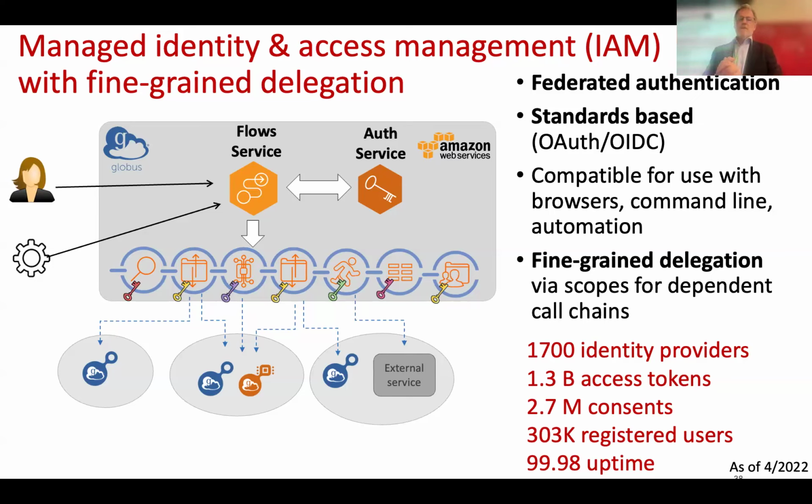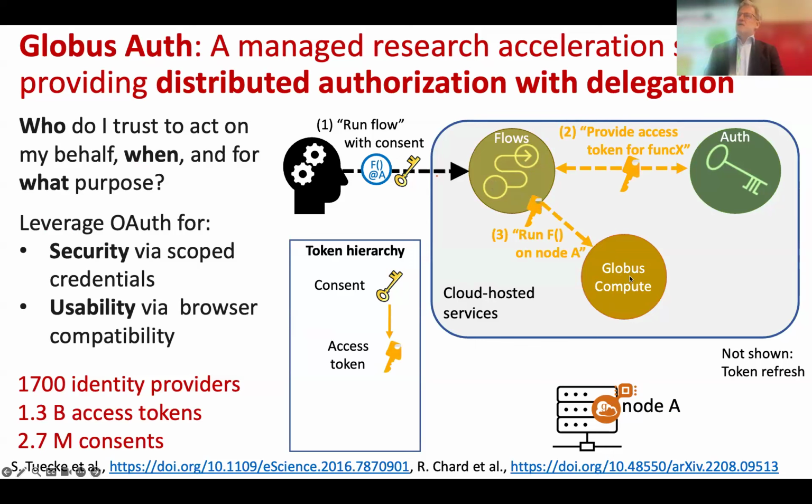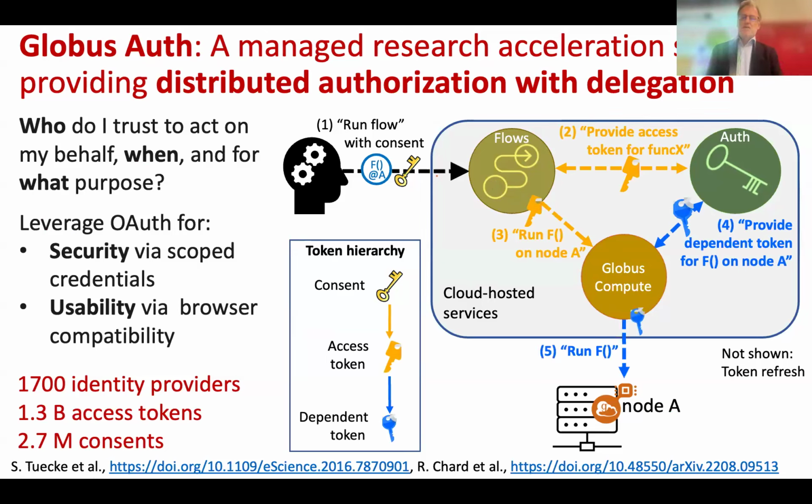So the basic idea is that the user assigns a credential. I think I might have a better example here. Yeah, the user gives consent to the flow to run a particular flow. The flow can then retrieve tokens to perform different activities. It can then pass those tokens to various cloud-hosted services that allow it to then retrieve additional dependent tokens and eventually perform actions on the nodes that it is authorized to run on, but not on others.